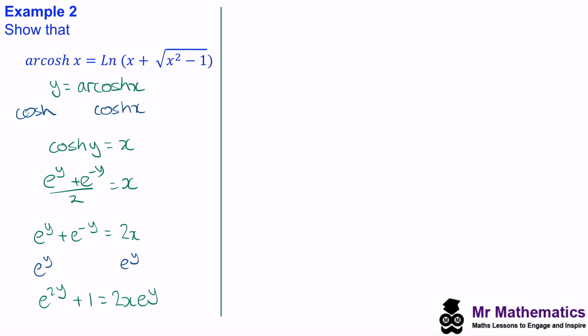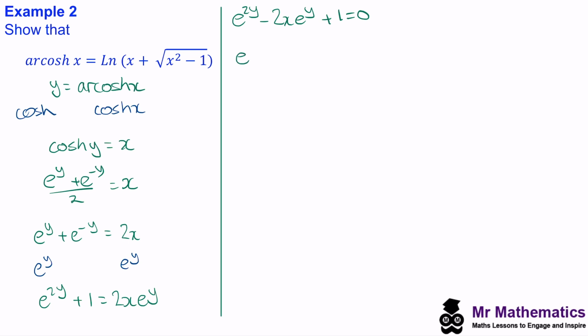So now I'm going to make this equation equal 0. We get e to the 2y minus 2x e to the y plus 1 equals 0. And now you might notice that we have something that looks like a quadratic, where you've got a power of 2, a power of 1, and a constant. So to make y the subject, we're going to use the method of completing the square.